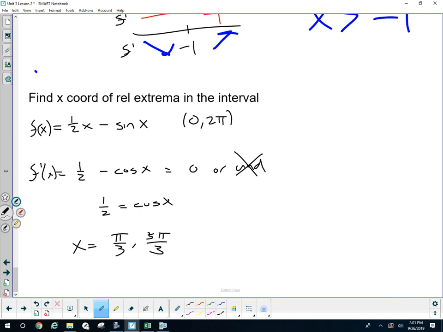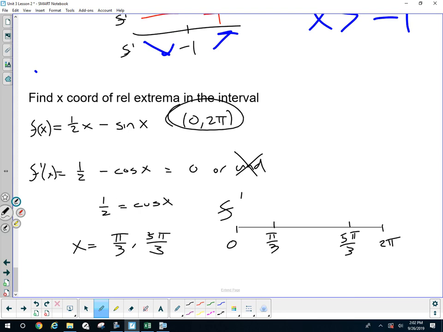Now I am going to throw down and do a sign analysis around pi over 3 and 5 pi over 3. Now, understanding my interval, I do have a starting and an ending point, which I haven't had until now. However, the next possible 0 would be at negative pi over 3, for the next possible solution.